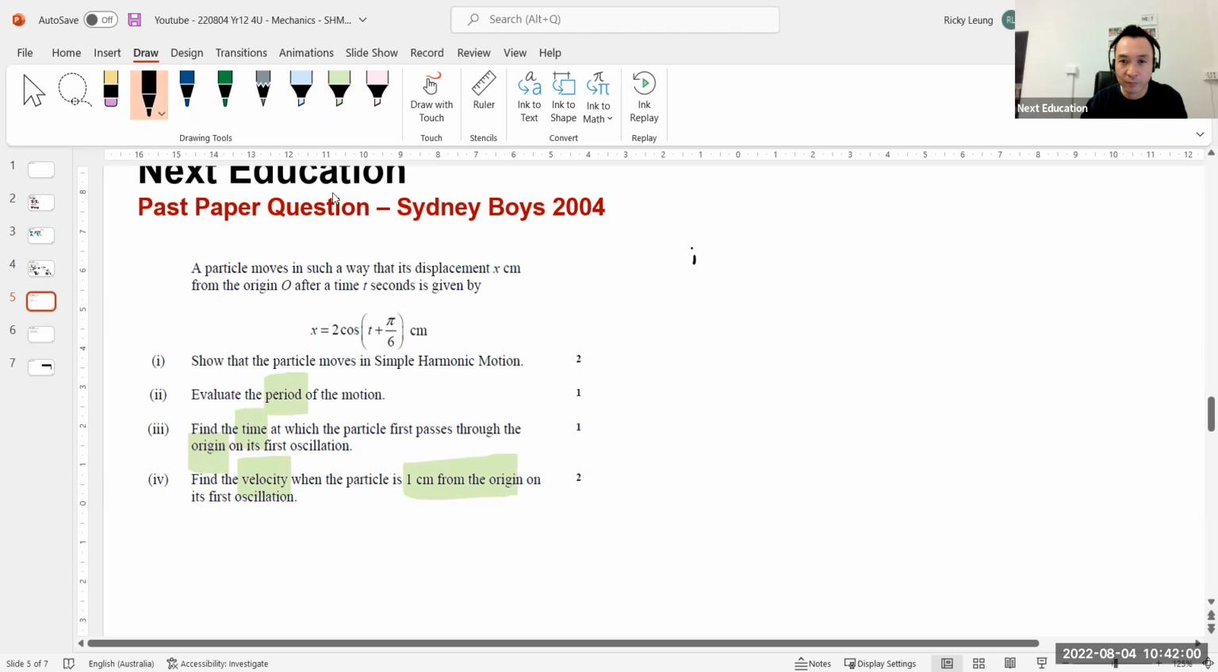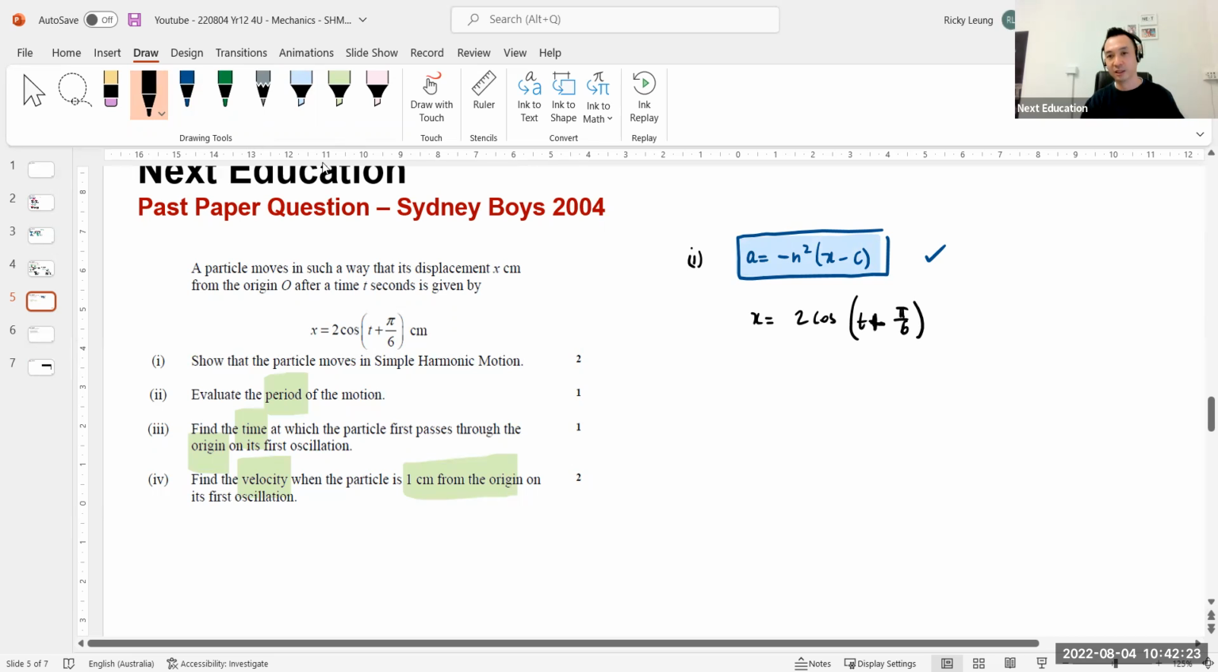So part 1. Now, remember, if I can show that acceleration is negative n squared x minus c, job's done, right? That's what I want. I want to show it in this form. So if I start with x equals 2 cos of t plus pi on 6. Now, don't let the t plus pi on 6 distract you. It's not that bad, right? It's just a linear function inside the bracket. So once you get that, then velocity, if I differentiate this, I know that cos differentiates negatively. The derivative of that function there is 1, so it's just minus 2 sine of that linear function. All right, piece of cake.